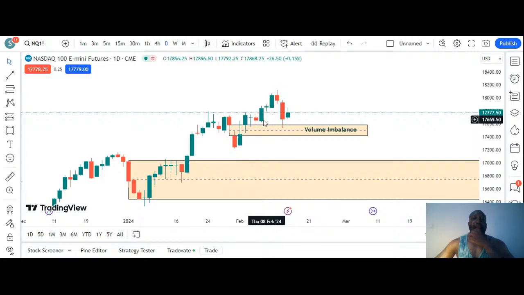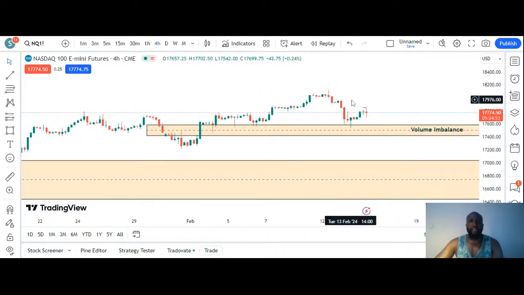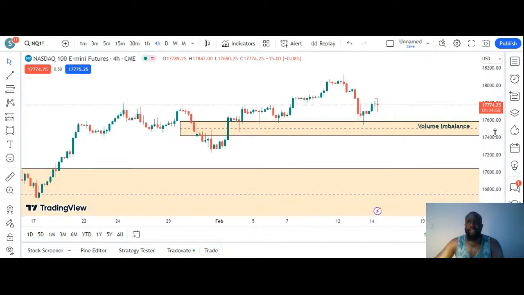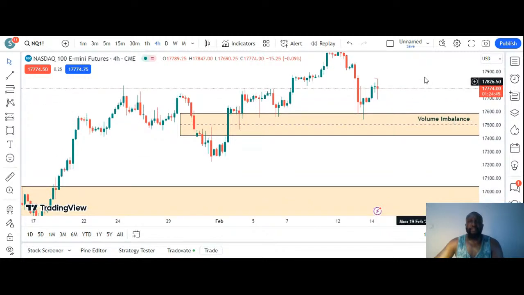Why did the price react at this level? It is the volume imbalance. It is also respecting this bullish order block there. So now we sort of have a picture of what is happening. Let's go to our 4 hour or 1 hour and see which one gives us even a fair picture.